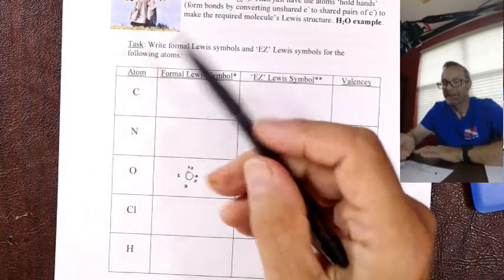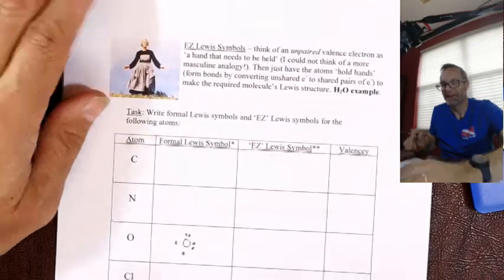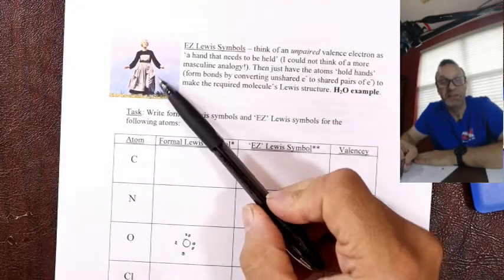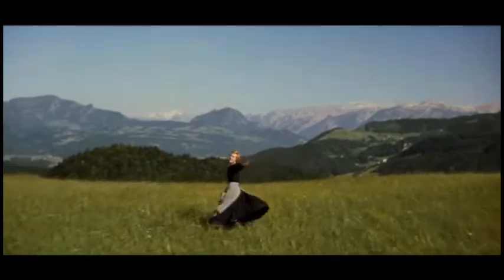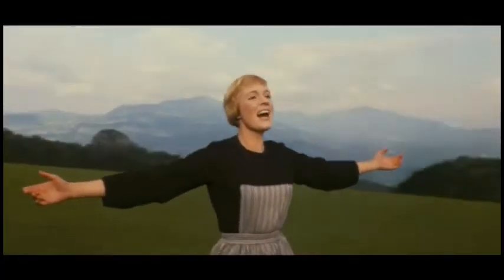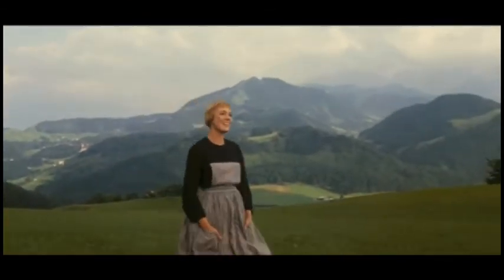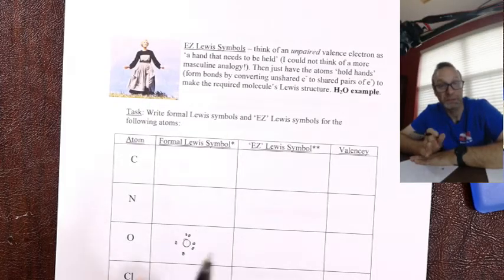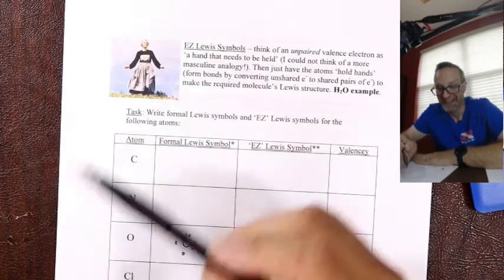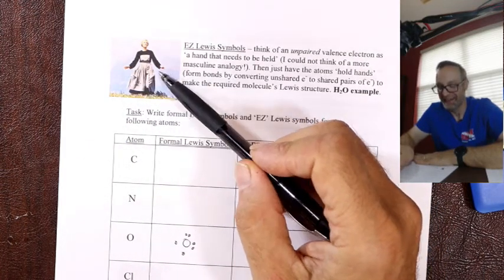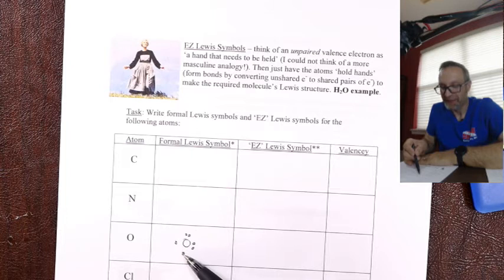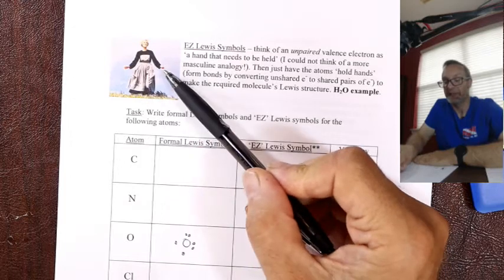Now, up here. Here's Julie Andrews. Sound of Music, awesome movie. Now, Julie Andrews actually reminds me of oxygen. See, she has these two arms here. It turns out that if you think about it, each unpaired electron is kind of like a hand that needs to be held.